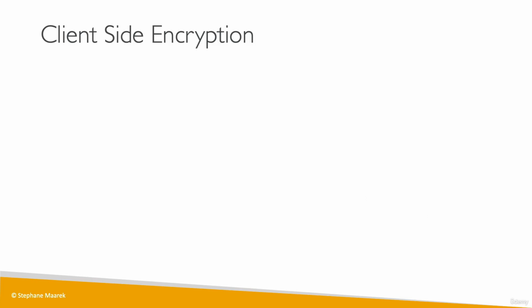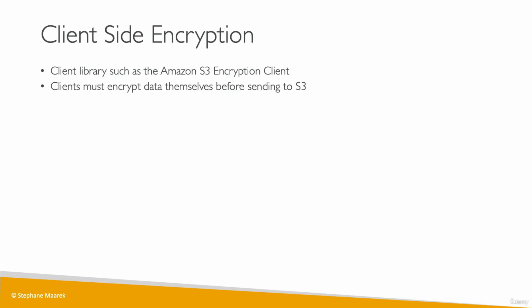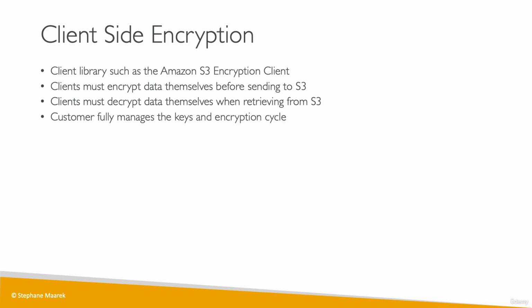Okay, and then finally, client-side encryption. This is when you, the client, encrypt the object before uploading it into Amazon S3. Some client libraries can help you do this. For example, the Amazon S3 encryption client is a way to perform that client-side encryption. As I said, clients must encrypt the data before sending it to S3. In case you receive data that is encrypted using client-side encryption, also CSE, then you are solely responsible for decrypting the data yourself as well. So you need to make sure you have the right key available. In client-side encryption, the customer manages entirely the keys and the encryption cycle.